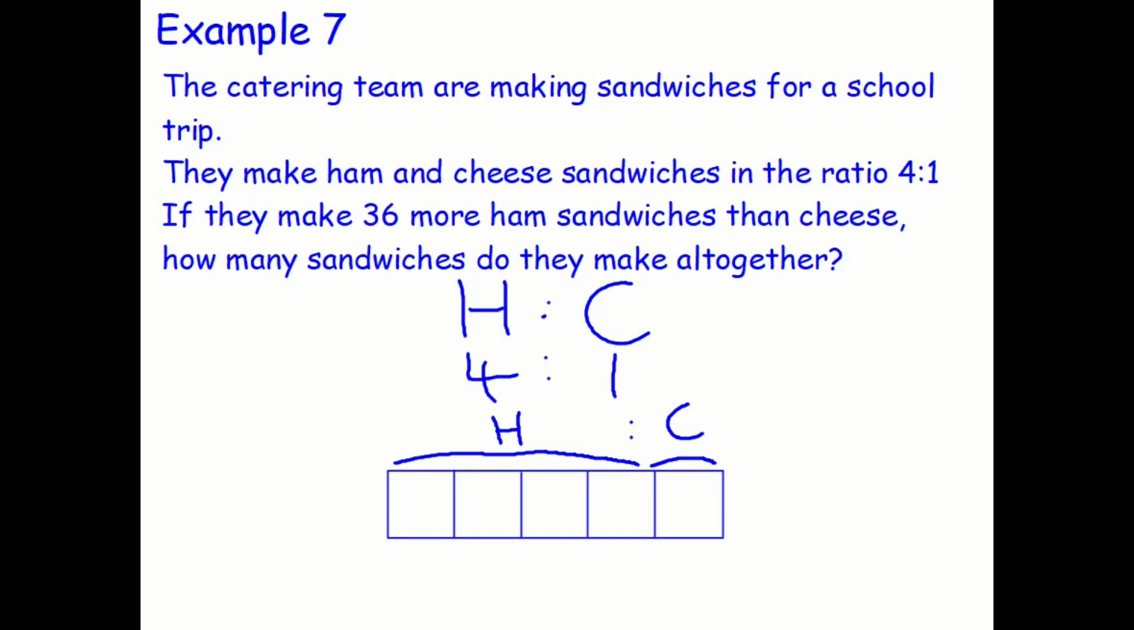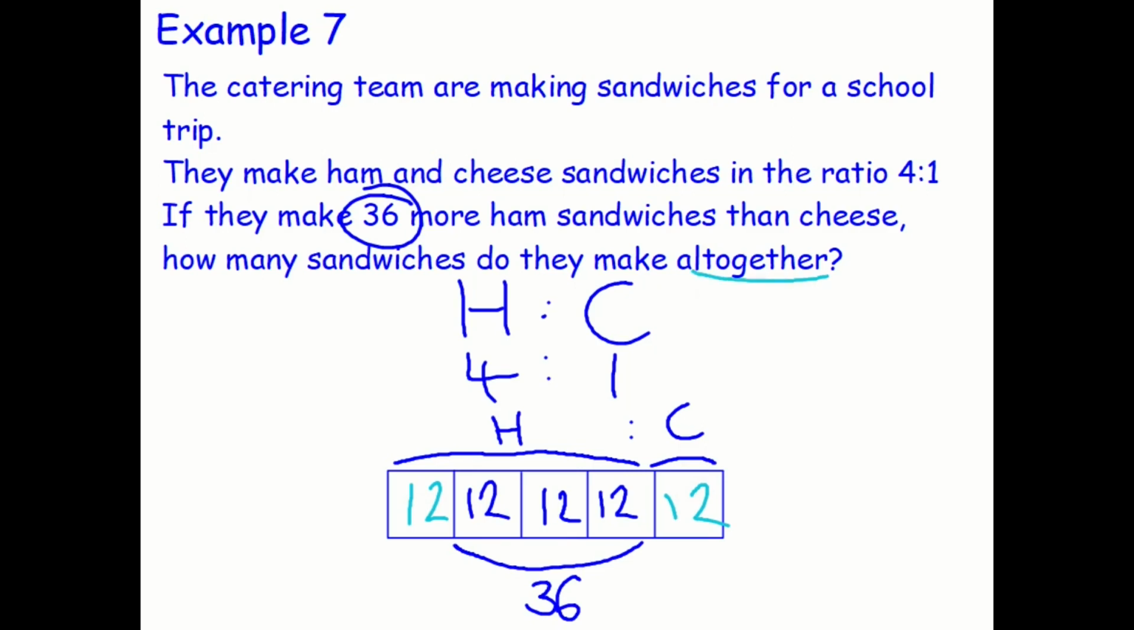How many more boxes are there for ham than there are for cheese? There are 3 more boxes, because there's 1 box for ham and 1 box for cheese, which means there are 3 more boxes spare for ham. Those 3 boxes represent that 36, which means there's 12 in each of those 3 boxes, and so there must be 12 in all the boxes. The final part asks how many sandwiches they make altogether. I'm going to do 5 lots of 12 because I've got 5 boxes, which means they made 60 sandwiches altogether.